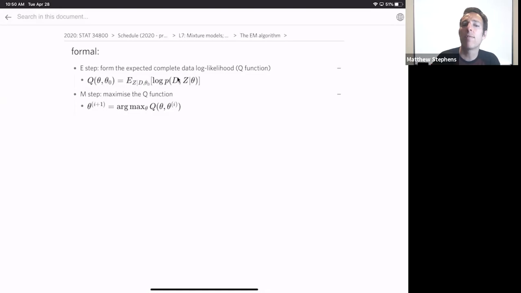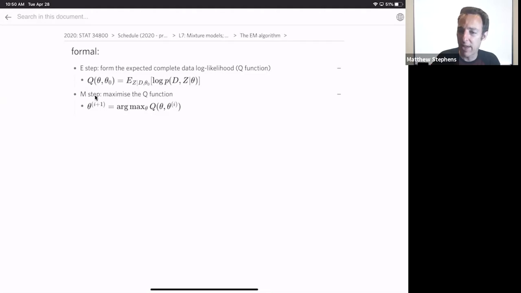So Q is a function of theta because it arrives here, and it also depends on the current value of theta, calling it theta 0, because that comes in here. Okay, so theta 0 is the current value of theta, and then we compute this Q, which is a function of theta, given that current value theta 0. And that's called the E step because it's taking the expectation of the complete data log likelihood.